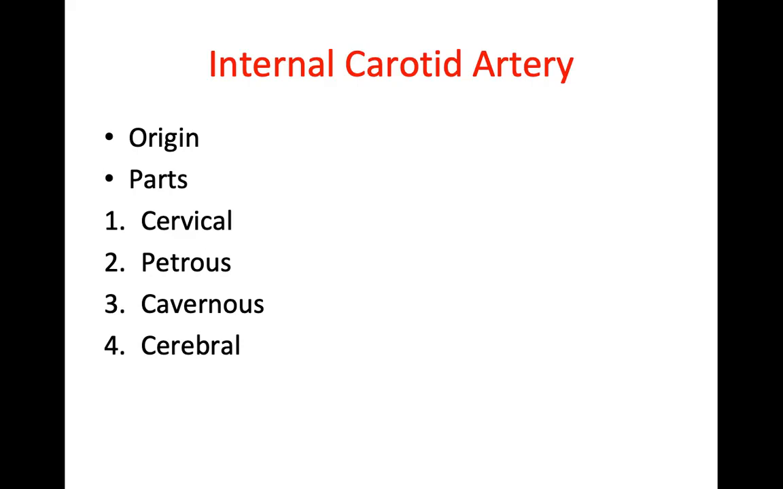Then there is the cerebral part, which is between the cavernous sinus and cerebrum, and it has 5 branches. It was a common viva question as well, as I remember. The 5 branches are ophthalmic artery, anterior cerebral artery, middle cerebral artery, posterior communicating artery, and the anterior choroidal artery. I repeat, ophthalmic artery, anterior cerebral artery, middle cerebral artery, posterior communicating artery, and anterior choroidal artery.